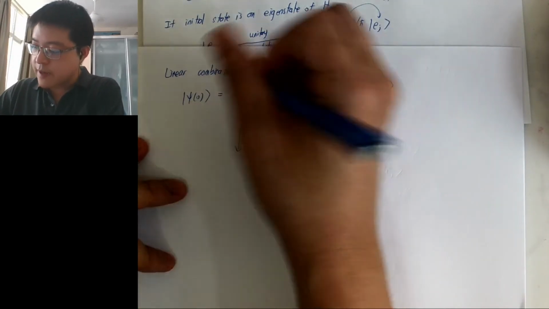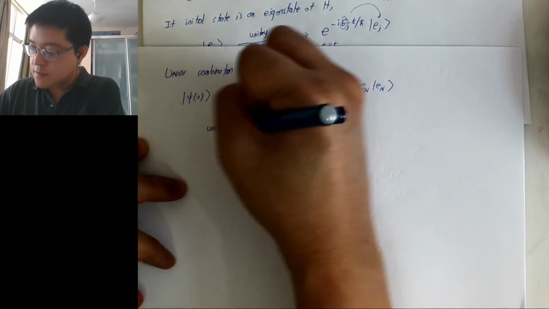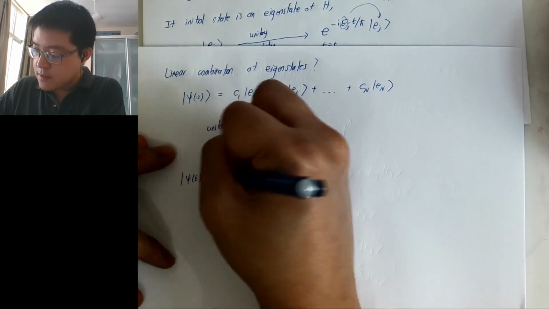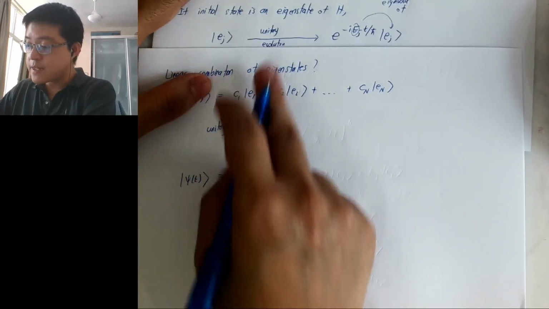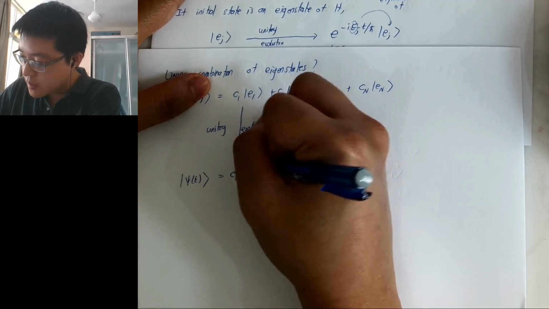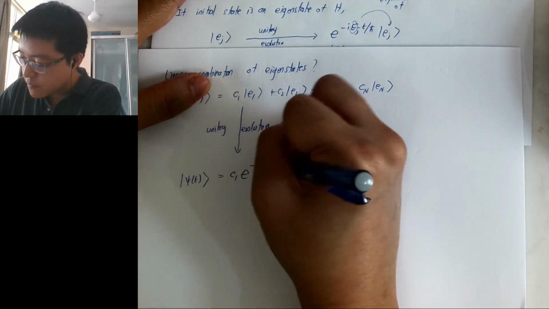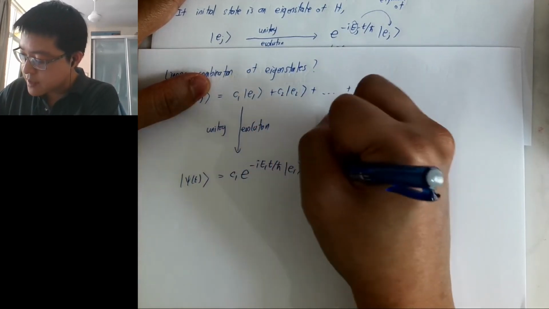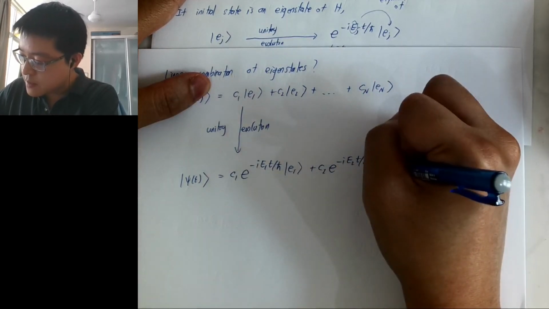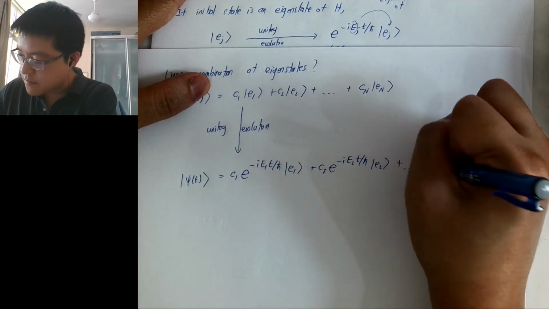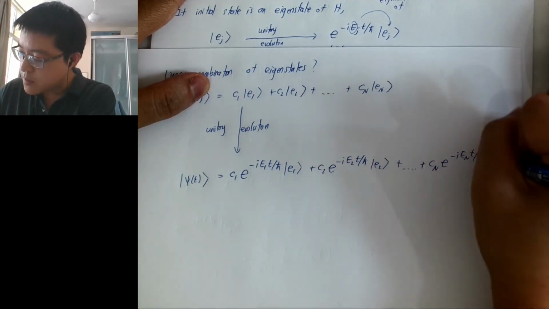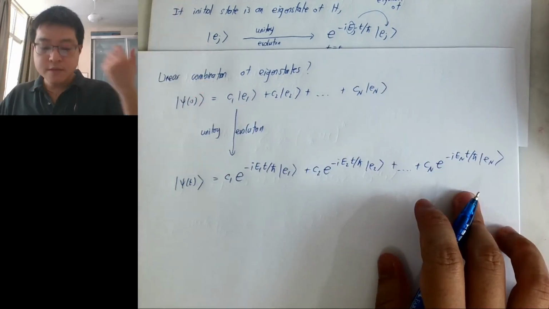Then unitary evolution will give me my state at time t. We did this for one term, so for each term we'll have the corresponding evolution. I get e to the minus i E1 t over h bar for the first state, and then C2 e to the minus i E2 t over h bar for the second state, and so on and so forth, until n, with e to the minus i E_n t over h bar times state E_n.